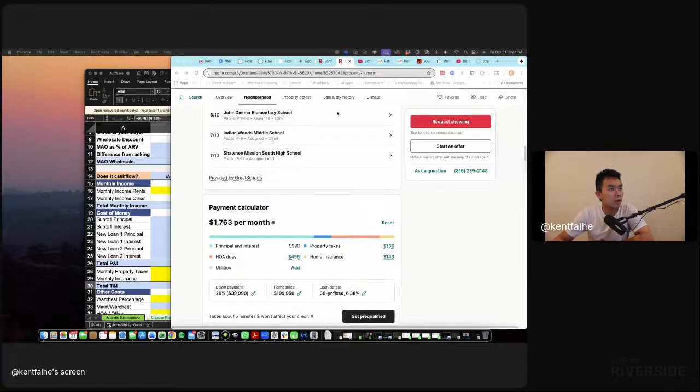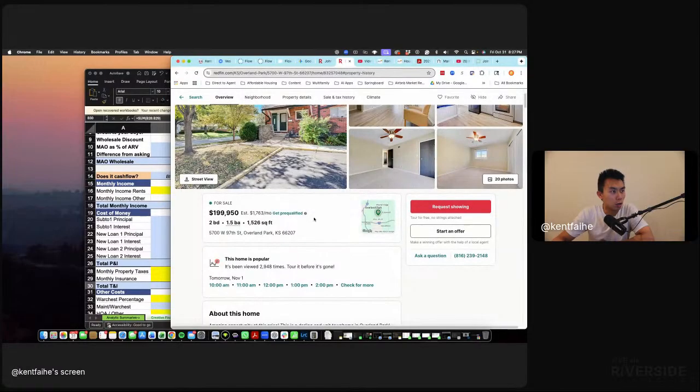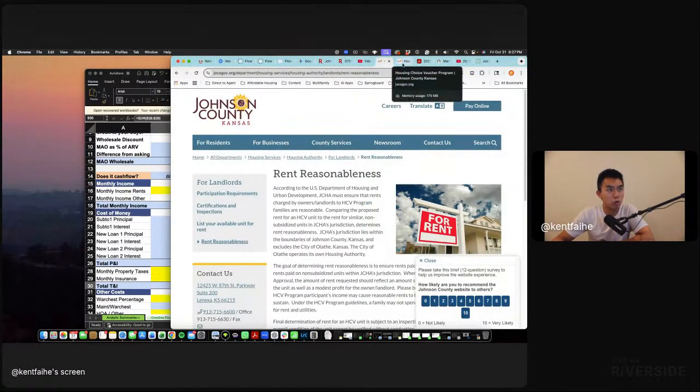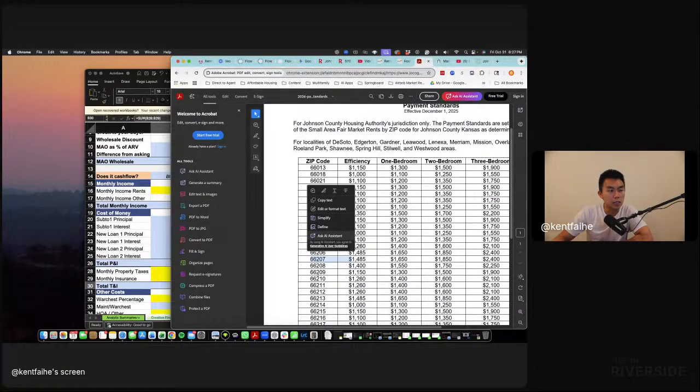So right now, just so everyone's following along, we have a 2-bedroom condo in Overland Park. We found our rent through the Johnson County Housing Authority payment standards. This allows us to click on this PDF that tells us by zip code, by bedroom count, what our maximum rent is.